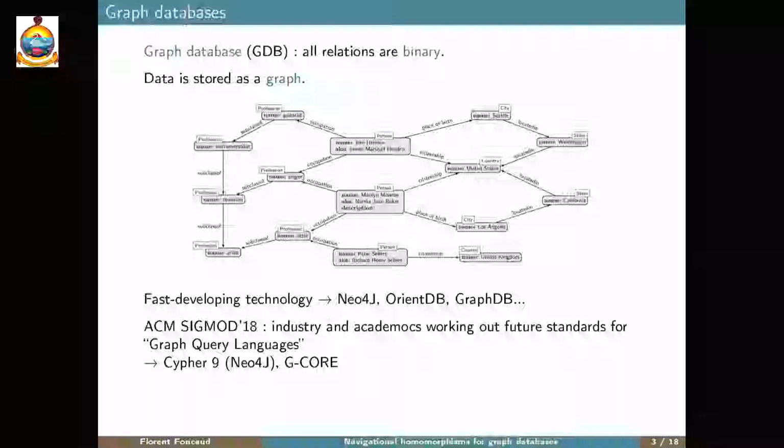So there are a lot of actual database systems which are using graphs instead of the, let's say, classic model of relational database that I showed before with these tables. Nowadays, lots of them use graph-related things.